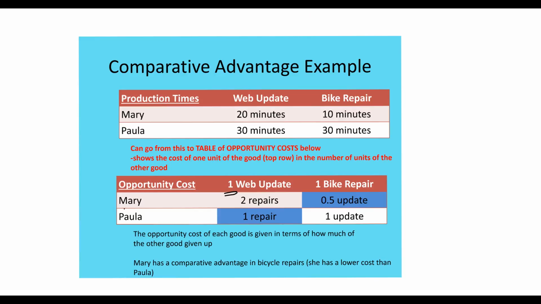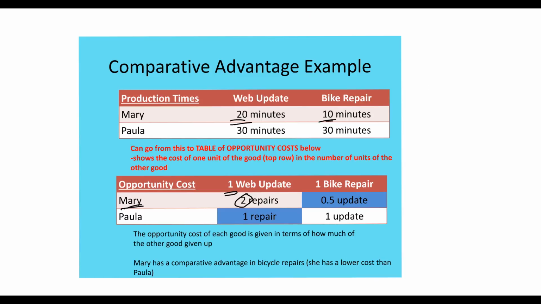So we're interested here in the idea of one web update for each individual. So we'll start with Mary. Well, it takes her 20 minutes to do a web update, but only 10 to do a bicycle repair. So in the time that it takes her to do one web update, she could have done 2 bicycle repairs. Hence, the 2 is in terms of the next best use of her time.